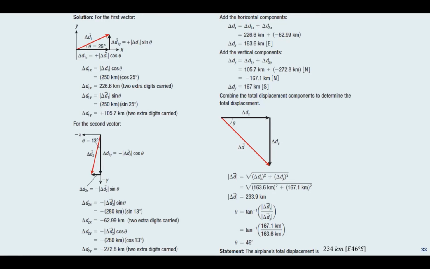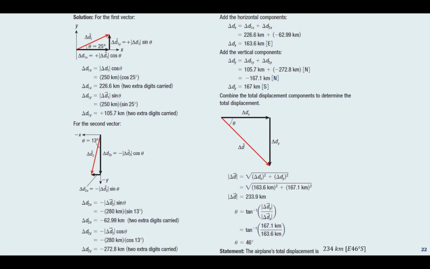Then for the second vector, we can do the same thing to resolve the second vector into x and y directions, right? And delta d2x is negative 629.9 kilometers. And delta d2y equals negative 272.8 kilometers. So note here, delta d2x and delta d2y are both negative. That means they are opposite to the direction you designated as positive, right? Then if you want to add the horizontal components, simply add delta d1x and delta d2x. This gives you the total displacement in the x direction is 163.6 kilometers and direction is east. Then you can do the same thing to the vertical components, which gives you negative 167.1, which means 167.1 kilometers direction is north, which also means positive 161 kilometers direction is south, right?